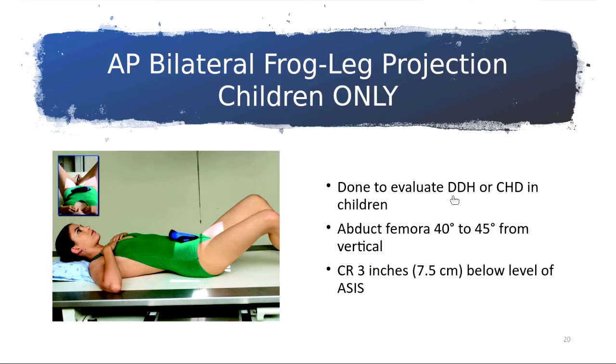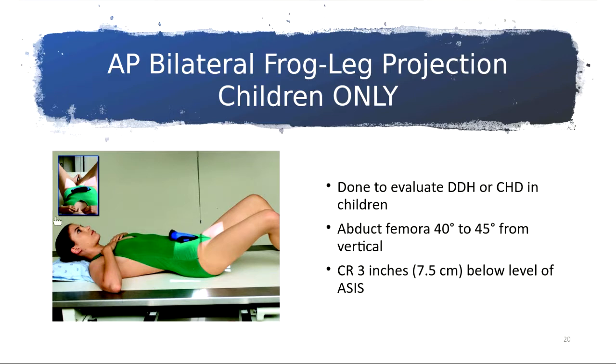Again, you're on a 14x17 crosswise. Make sure the pelvis is not rotated, checking ASISs to tabletop. And you typically abduct the femurs 40 to 45 degrees from vertical. And central ray is approximately 3 inches below ASISs and midline. All right, 3 inches below ASISs and midline.